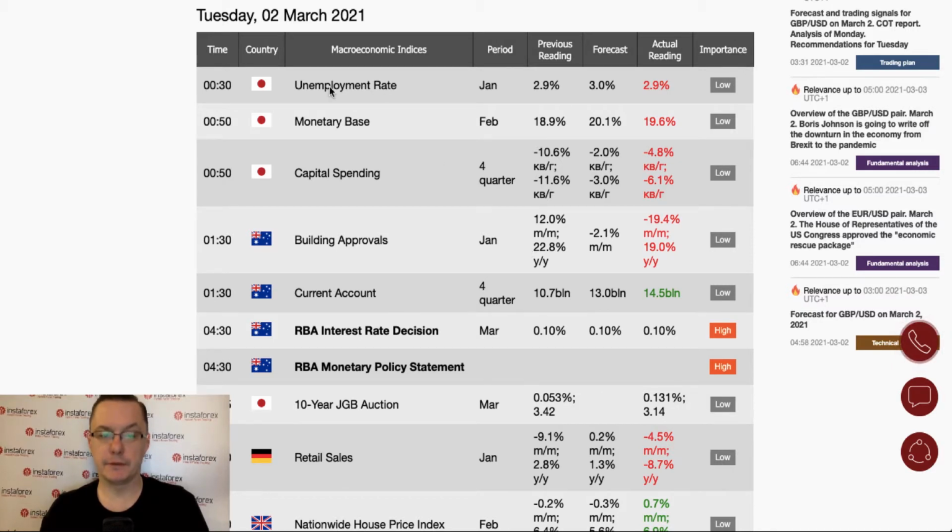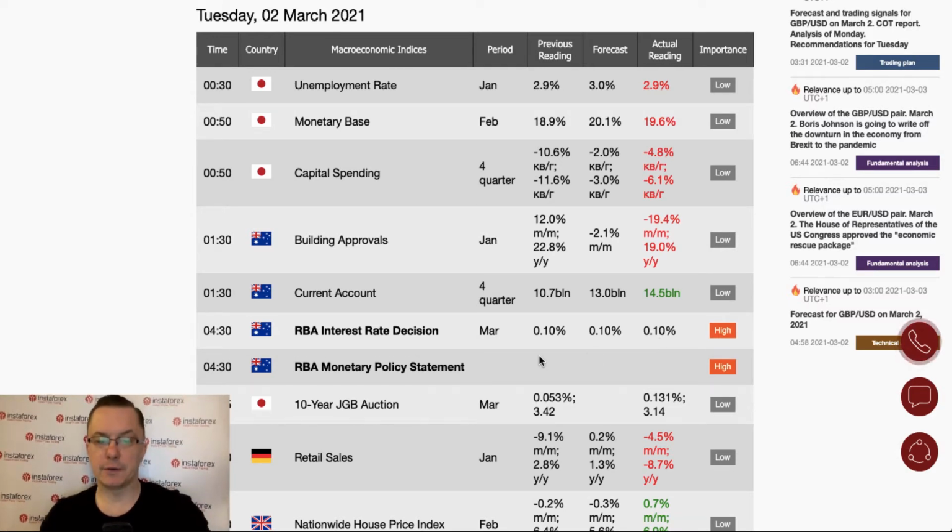Most of them were from Japan, for example, unemployment rate, which was better than expected because it's falling to 2.9%, monetary base and the capital spending. But those data have a low importance for the market participants. Much more important data were from Reserve Bank of Australia that published its interest rate decision. And as you can see, the interest rate of Australian dollar is still at the same level of 0.10%.